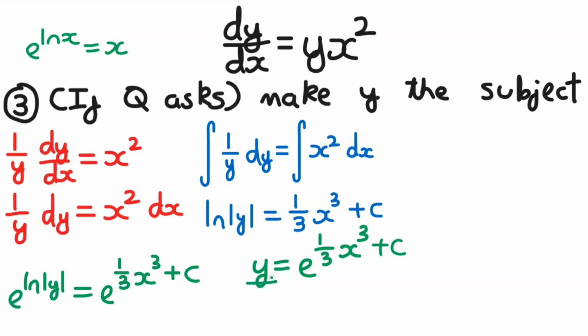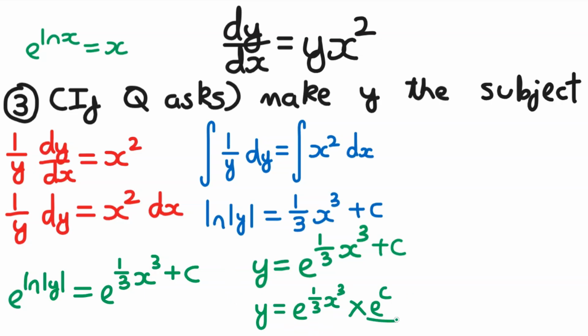So this side here will just be y, and this will be equal to e to the power of 1 over 3 x to the power of 3 and then plus c. You can actually further simplify this because of this plus c in the power. Remember the laws of indices: when you have two things in a power that are added together, you can split this up into two separate powers by multiplying them together like this here.